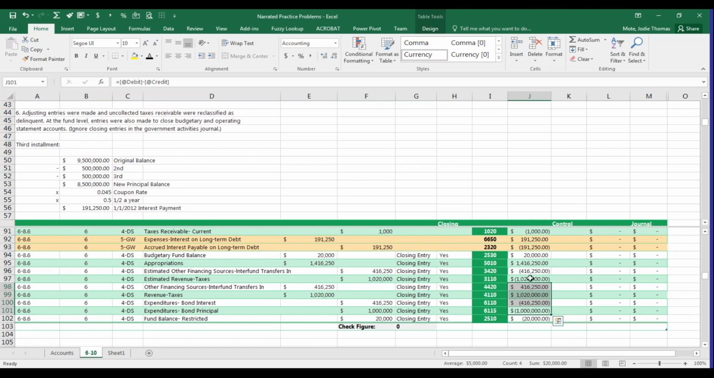in this non-budgetary entry here. This is your budgetary closing of your budgetary accounts up here. I know it's confusing because they happen to hit their budget perfectly on all accounts. So the net of those is what your credit is going to be to fund balance restricted. And so this is what you have.